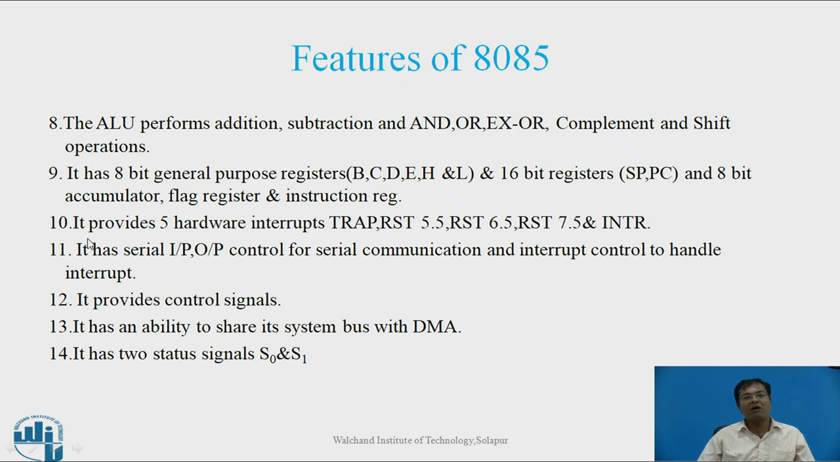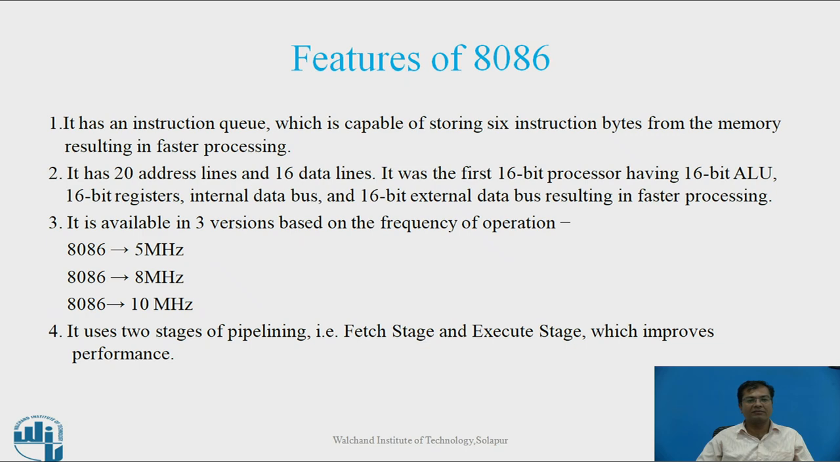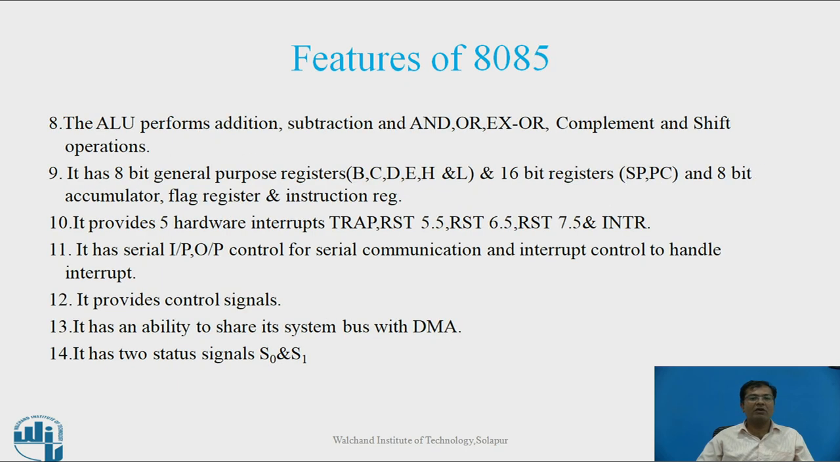Next, it provides 5 hardware interrupts such as TRAP, RST5.5, RST6.5, RST7.5, and INTR. It has serial input-output control for serial communication and interrupt control to handle the interrupts. It provides control signals and it has the ability to share its system bus with direct memory access, DMA. It has 2 status signals S0 and S1. So these are all the features of 8085.